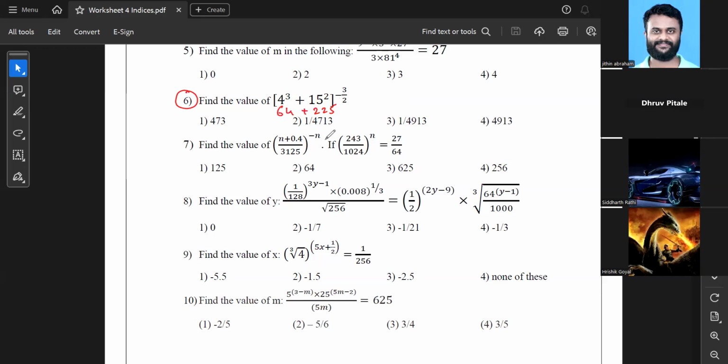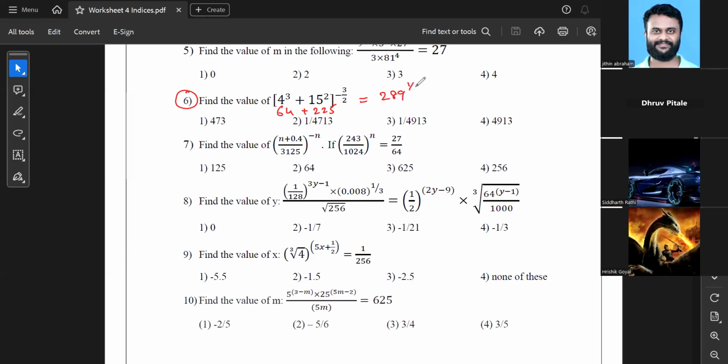The problem is not wrong. Sir, the answer is 17 cube. Yes, that makes sense. So 64 plus 225 when we do, the answer is 289, sir. 289. So first of all, what I'll get for others, I'm solving in detail. So it's 289. Then I have minus 3 by 2.